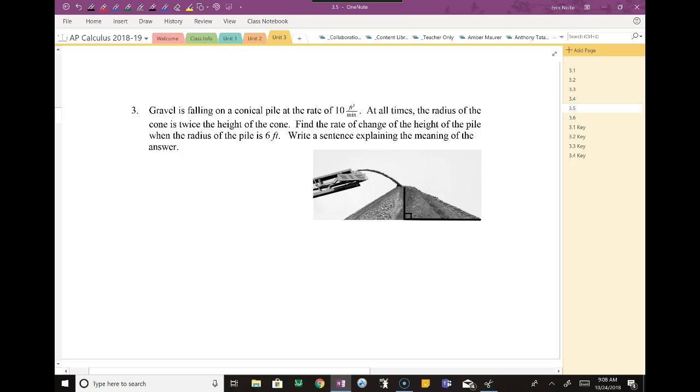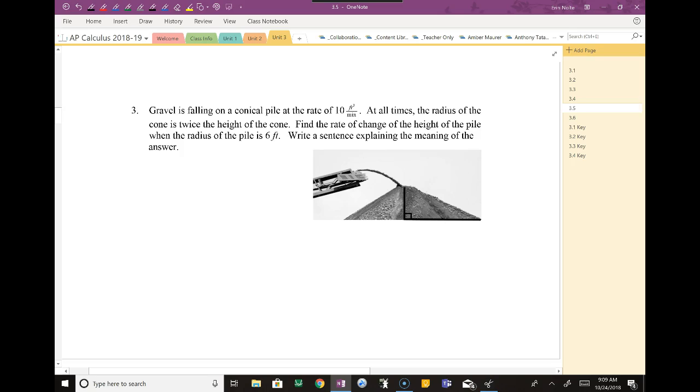So this is like a question that's happening right down the road. They're filling a pile with gravel. We have this falling gravel on a conical pile. Does anybody know what a conical pile is? It is a cone. That's a cool word for conical, like cone-ish shape. So we got a cone, and it has a rate of 10 feet cubed per minute.